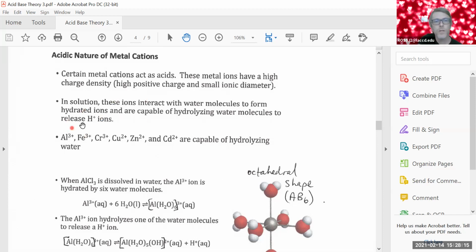So we typically want small ions with a high charge, so a high charge density. So these would all have a high charge density. That's going to allow them to produce a polarizing environment, and that's going to be important here.